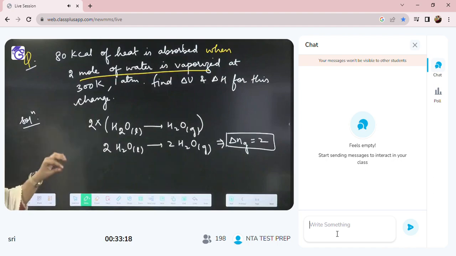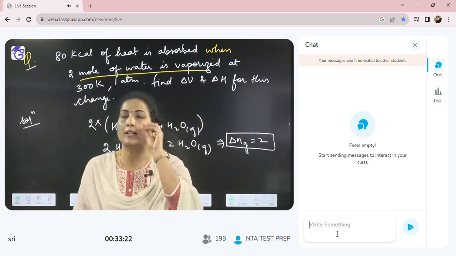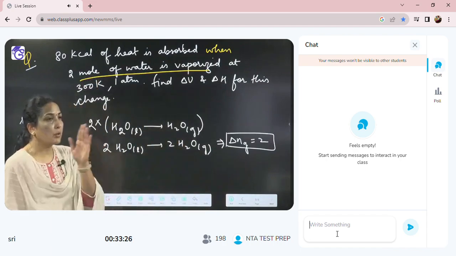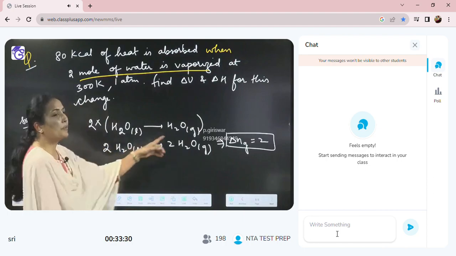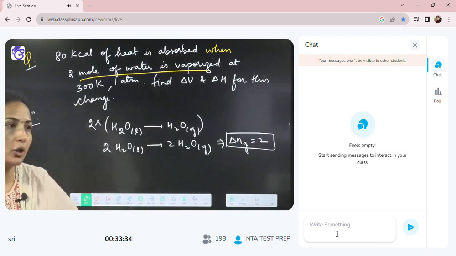Just to make sure that you never commit a mistake for the delta Ng value, that's what I'm saying. Whatever is 2 moles, it should be 2 moles of water here. Now the other thing is, is this a phase transformation? Write down yes or no.